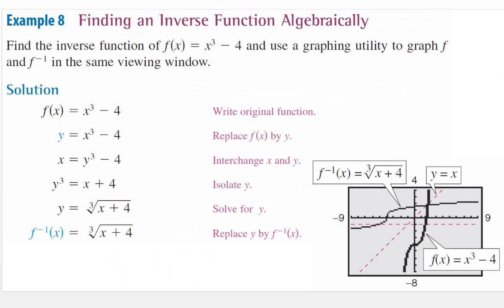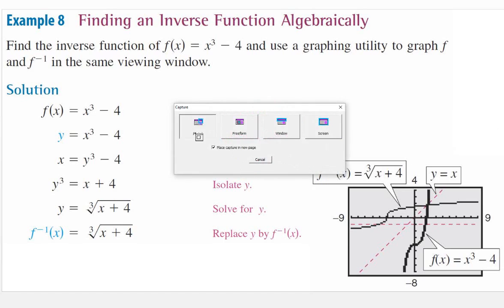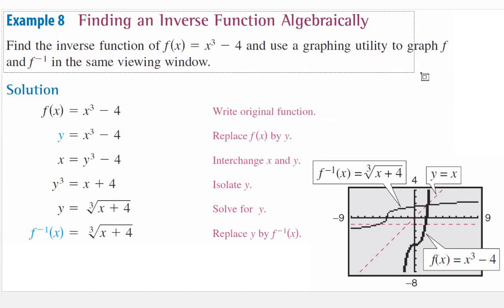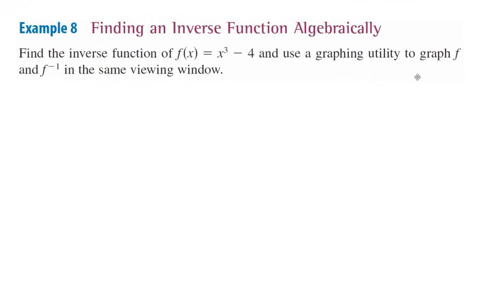So let's take another look at another example of finding the inverse of a function algebraically. So we have a function here, f of x equals x to the third minus 4. If we want to find the inverse of this algebraically, you're going to first change the f of x. Remember, that's a y. And then we switch the x and the y. So x is going to equal y to the third minus 4.